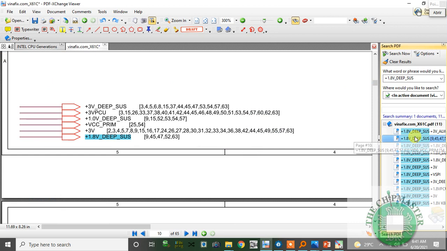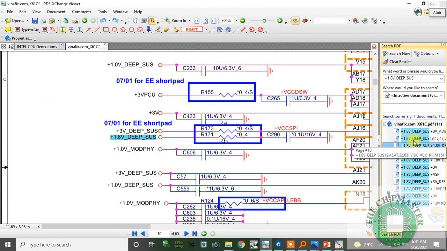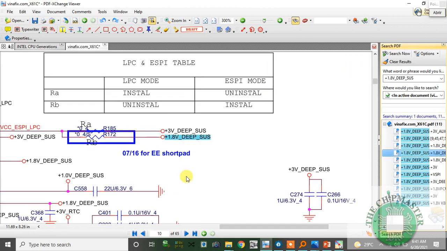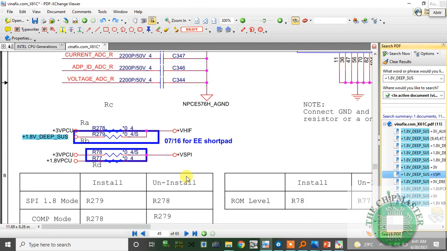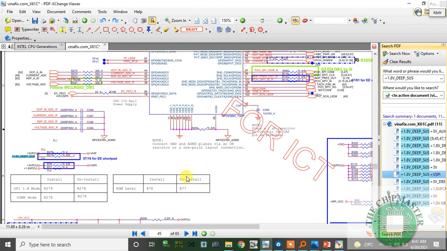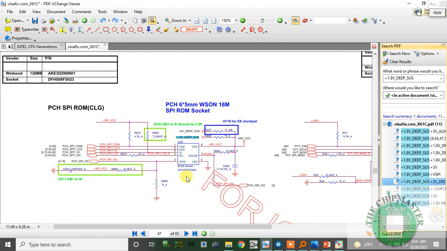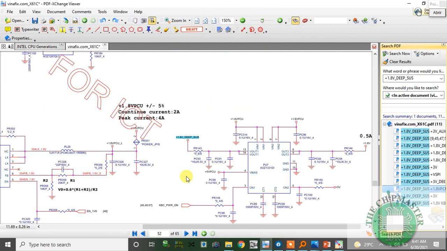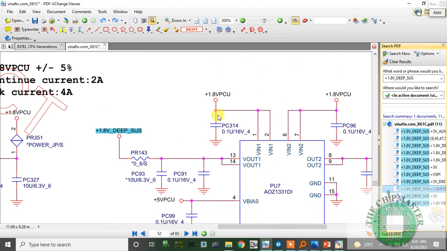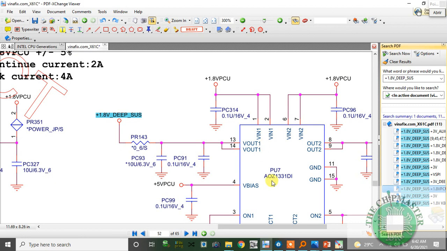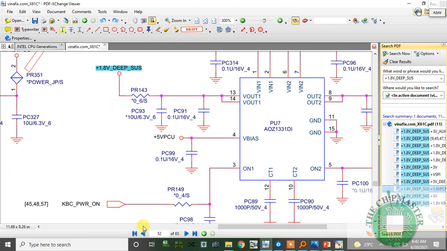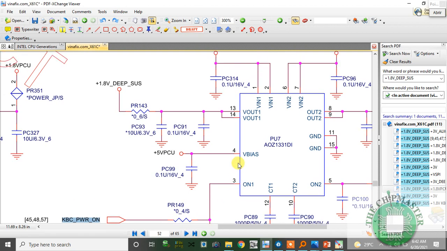This is going to the ULT. Let's see where it's coming from. Zoom out a little. Here it is from the same hall, another chip. So we have 1.8 PCU. Alright, 1.8 PCU. And when we get that on, KBC power on again is powering on one, and it will output 1.8 deep sleep source.